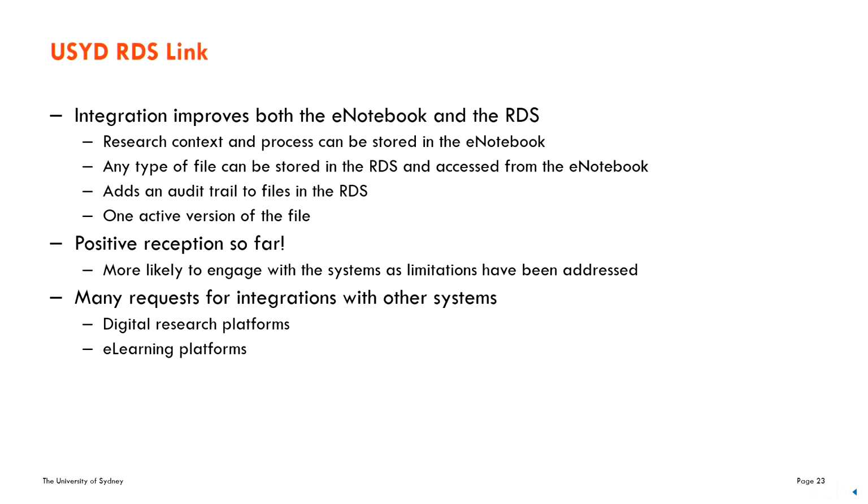So this has been deployed now. So essentially what this integration has done, it was a very simple integration, but it improves both the eNotebook and the research data store simultaneously. So research context and process can be stored in the eNotebook, but any type of file, so with no limitation, can be stored in the research data store, but accessed from the eNotebook. This adds an audit trail, as I mentioned, to the files in the research data store, and it means that there's no file duplication, there's no downloading the file, editing it, re-uploading it. There's only one version of the file, and it stays in the research data store.